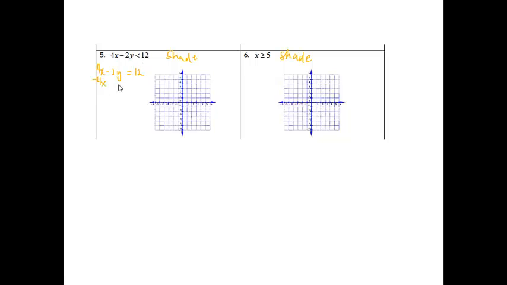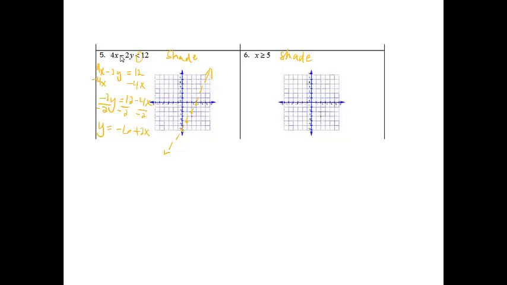I'm going to subtract 4x on both sides. So I'll get negative 2y equals 12 minus 4x. And then I'll divide all three parts by the negative 2. So I'll get y equals negative 6. Negative 4 divided by negative 2 is a positive 2x. So now I'm ready to graph it. I'm going to start down at negative 6. And then from there, I'm going to go up 2 over 1, up 2 over 1, up 2 over 1. I'm going to make it a dashed line because there's no equal sign in there, so we don't get to include it in our solution.